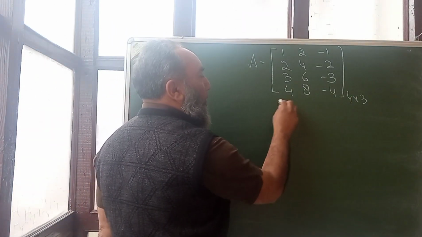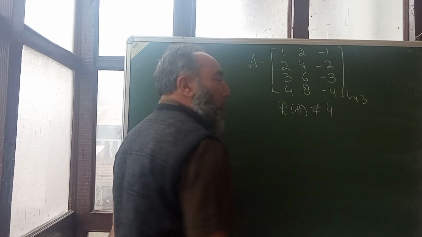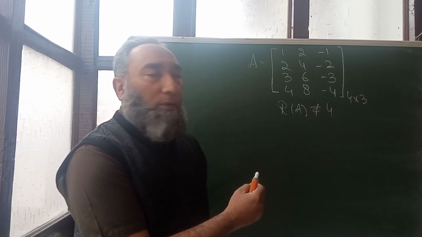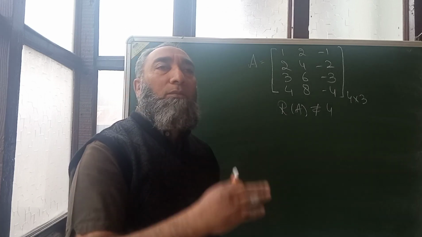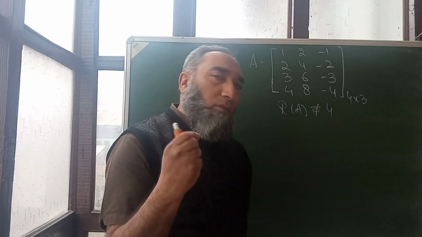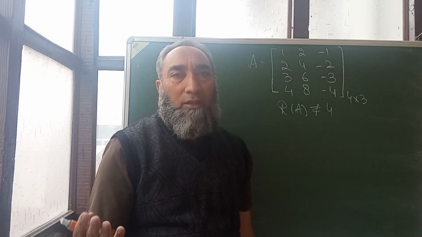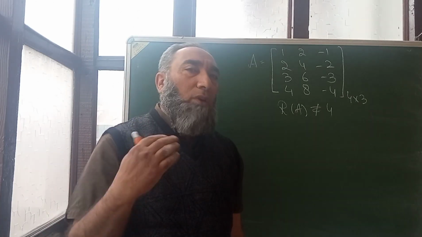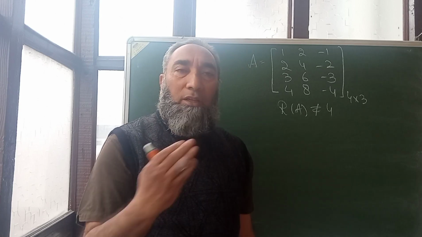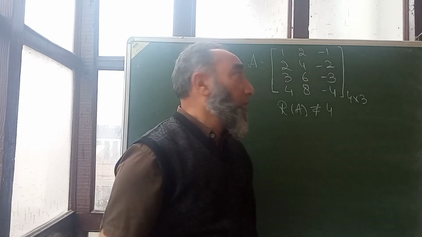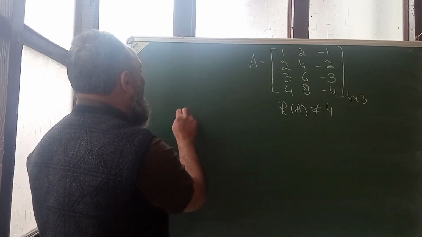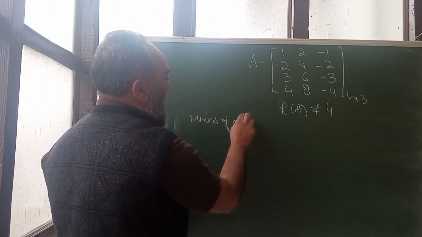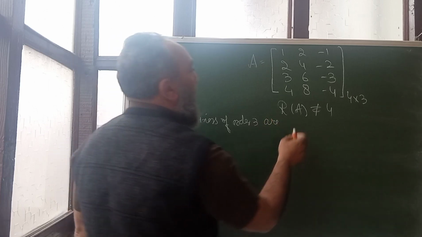Obviously, rank of A cannot be 4, because a minor of order 4 does not exist. We don't have a minor of order 4 over here. So, rank cannot be 4. We have to see minors of order 3 now. If there is at least one minor of order 3 which is not equal to 0, we will say rank is 3. But if every minor of order 3 is 0, then we have to see whether there is at least one minor of order 2 which is not equal to 0. If that is not possible, then rank is 1. You see, now minors of order 3.